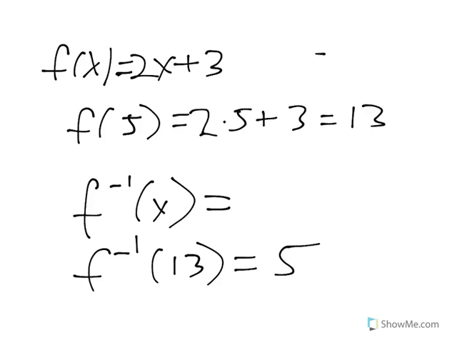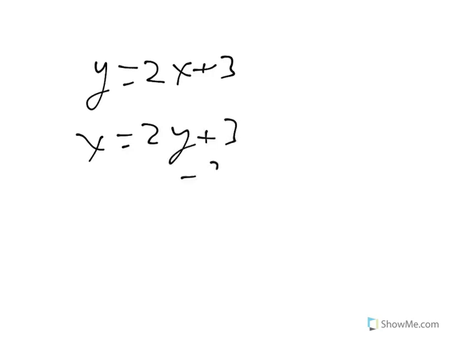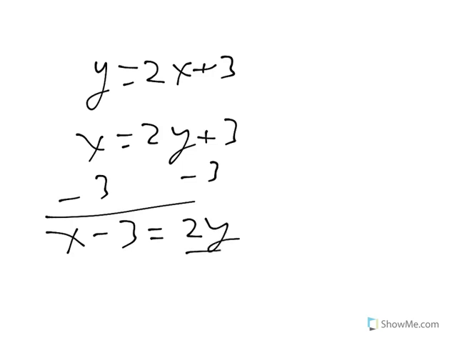Well, the 5 became the 13 in this function by doubling first and then adding 3. So to turn it back into the 5, you have to take away the 3 and then divide by 2. This is the inverse function. There's actually a process for creating inverse functions. You might remember where you start like this, then you switch the x and the y, and then you isolate the y to get the inverse function.